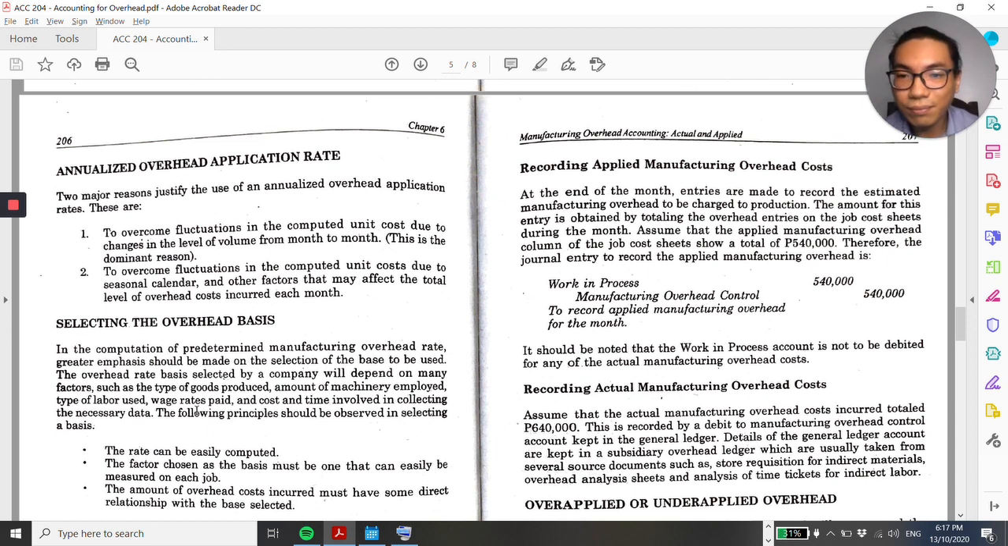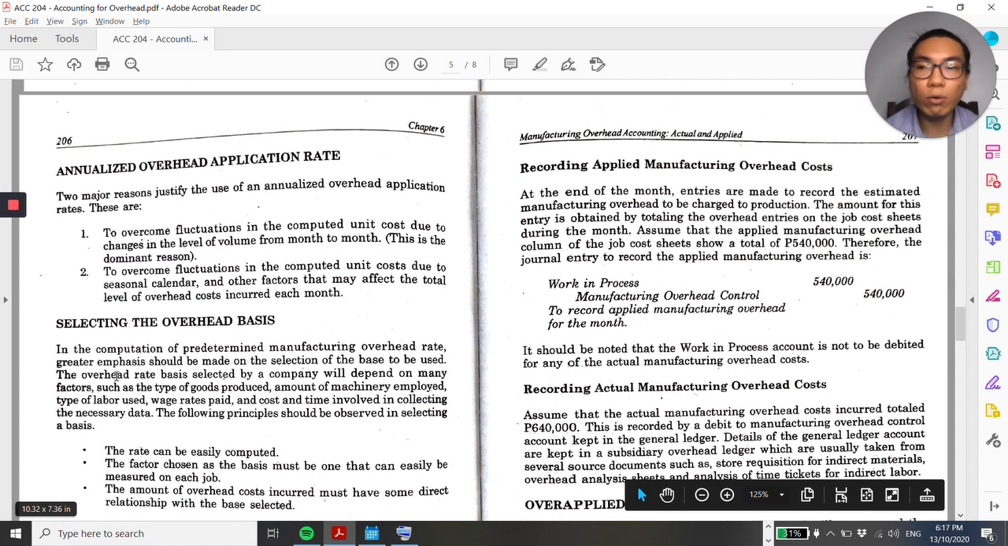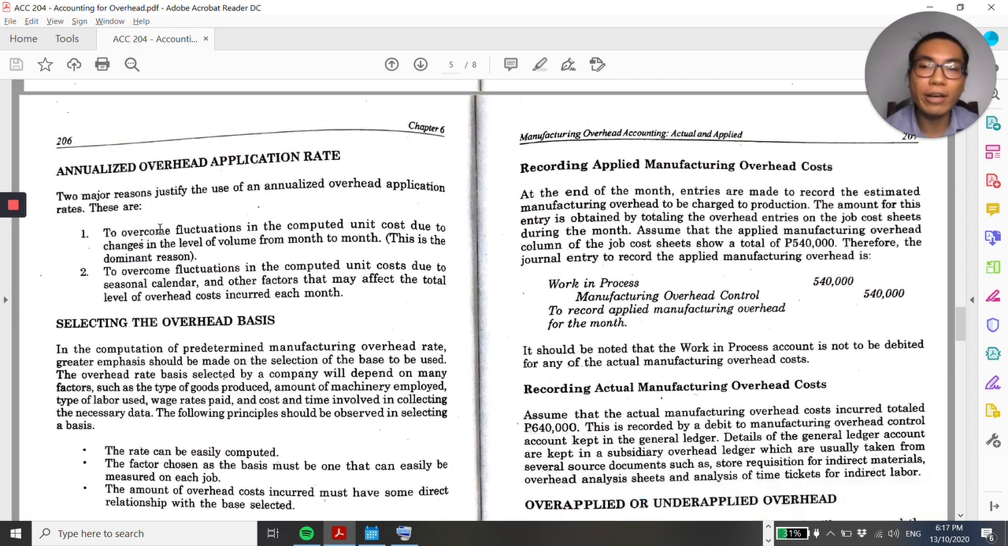And another reason why we need to annualize the overhead application rate. So first is to overcome fluctuations on the computed unit cost due to changes in the level of volume. So if there are changes in the productivity, nagkakaroon tayo ng fluctuations din on the actual overhead. That's why very important to annualize it.